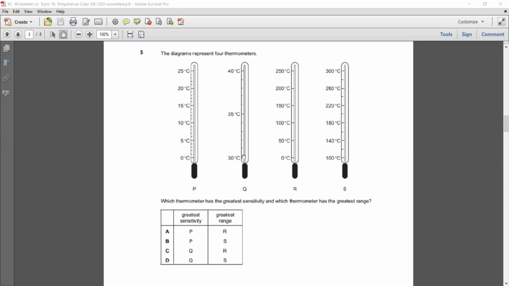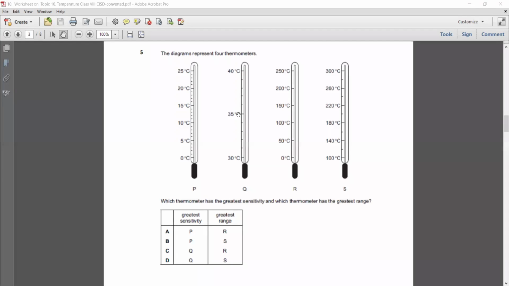Now for 5 degrees Celsius, look, here the liquid level is rising from 30 to 35. This level rise is very big, right? That is why, according to the definition of sensitivity, this length is increasing the most with the temperature rise. That's why this thermometer is most sensitive.